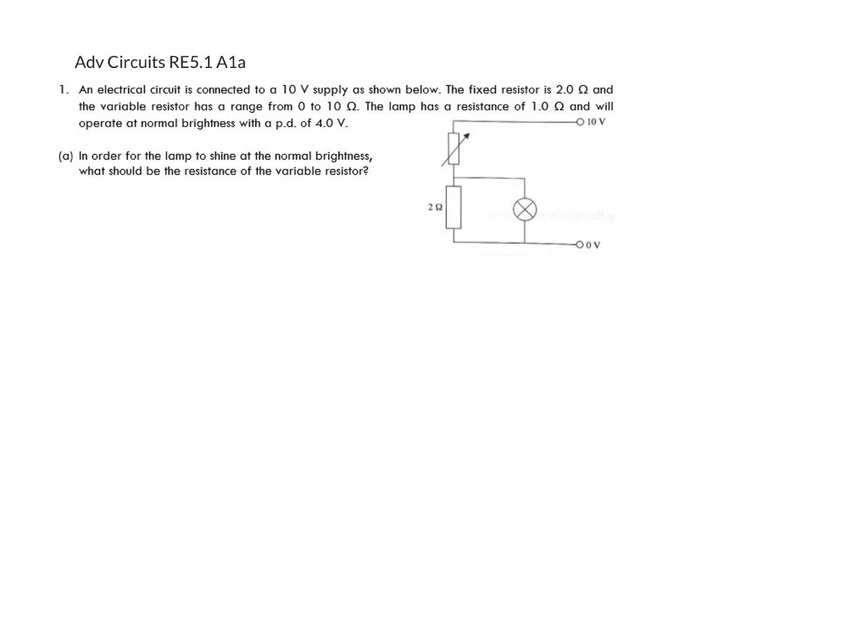Hi, let's take a look at this question. We want the lamp to shine at its normal brightness as indicated in the question here. What does this mean? This means that we should aim for the voltage across the lamp here to be 4 volts, which is given to us in the question.